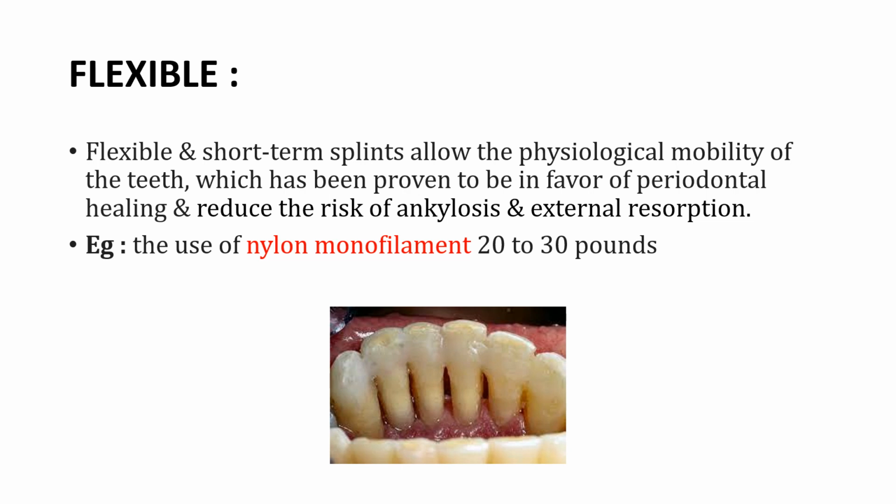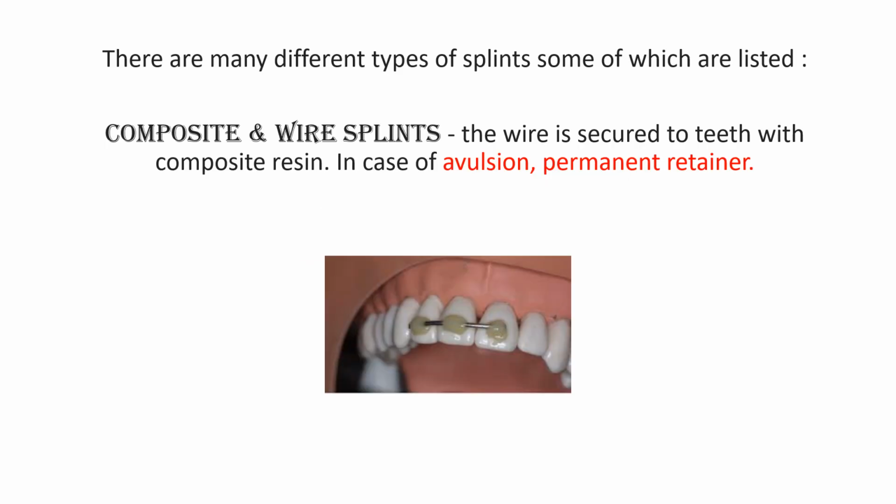Flexible and short-term splints allow the physiological mobility of the teeth, which has been proven to be in favor of periodontal healing and reduce the risk of ankylosis and external resorption. An example includes the use of nylon monofilament 20 to 30 pounds. There are many different types of splints, some of which are listed.